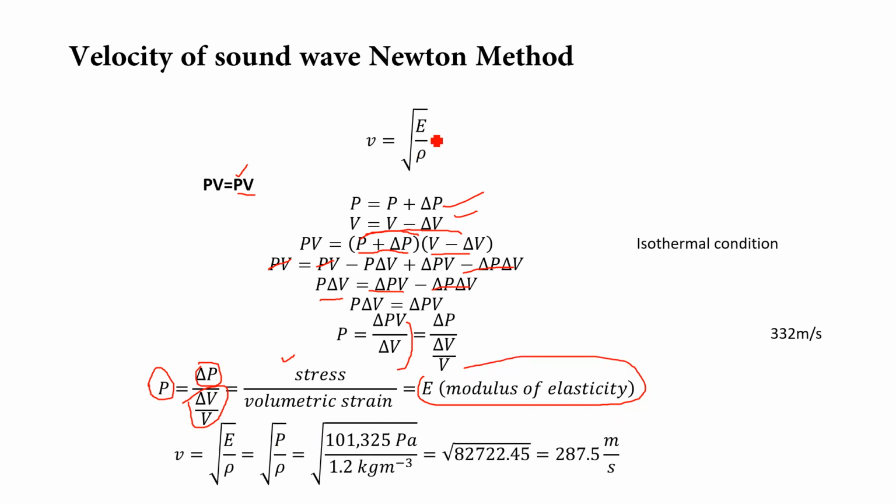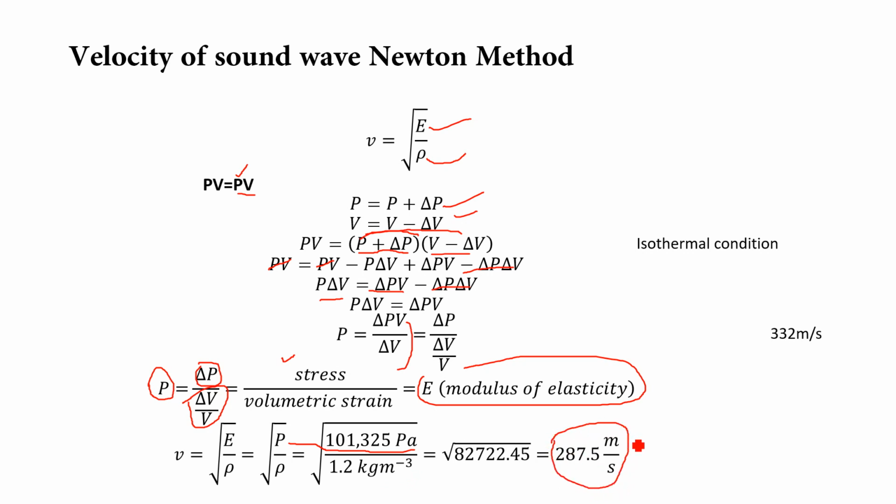Now replacing this modulus of elasticity in this equation with pressure, we will have velocity of sound wave is equal to the square root of pressure divided by density of the medium. Now substituting the value of atmospheric pressure, and substituting the value of density of the air, which is 1.2 kilogram per meter cube, and solving, we will get the value of 287.5 meter per second.